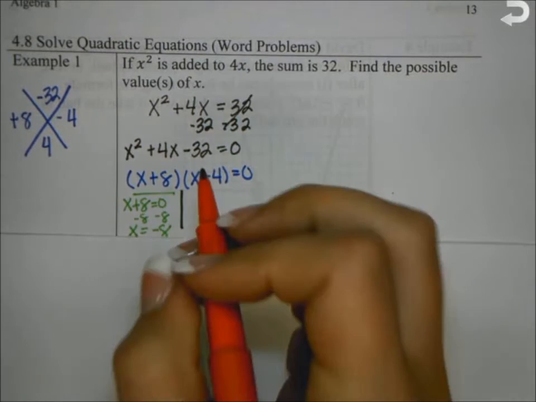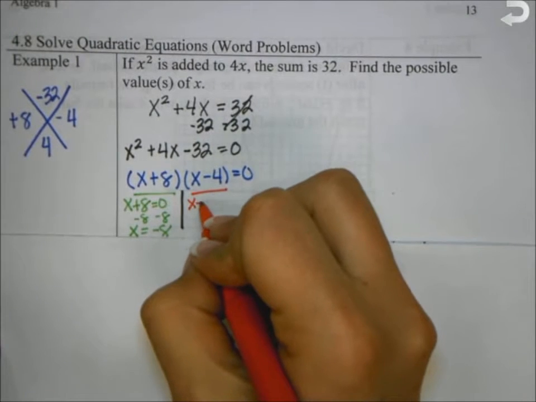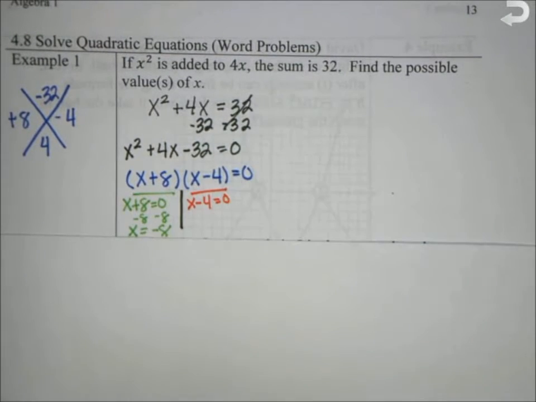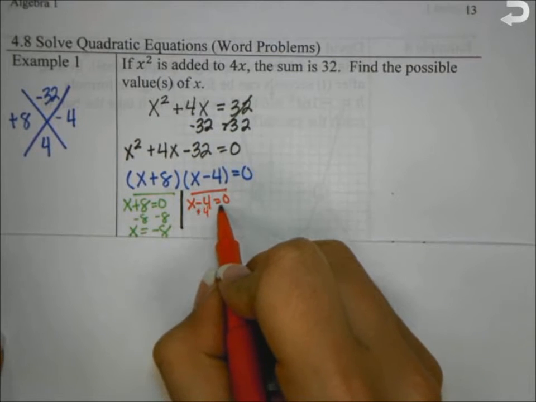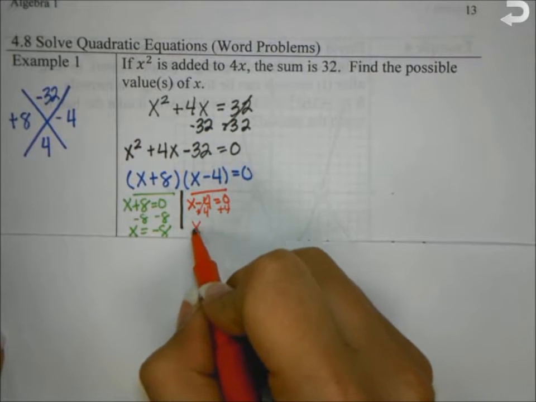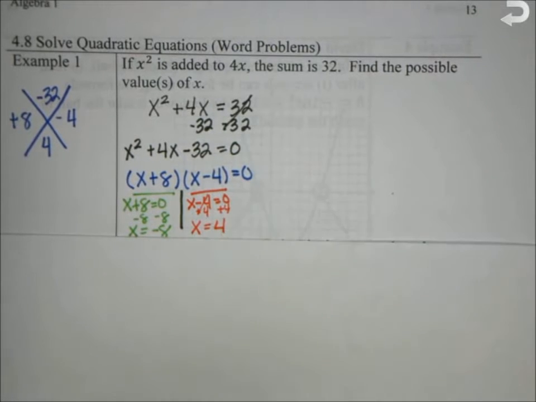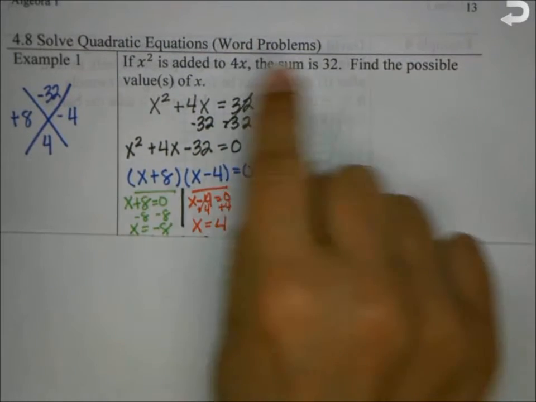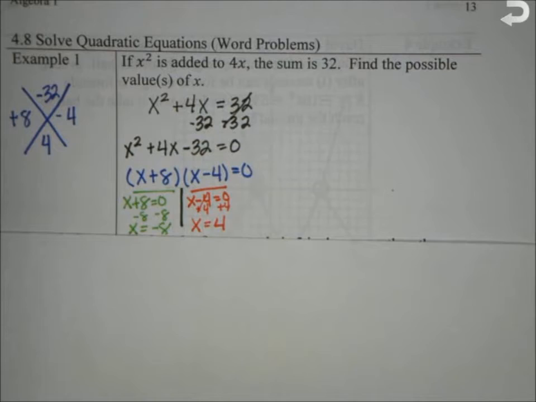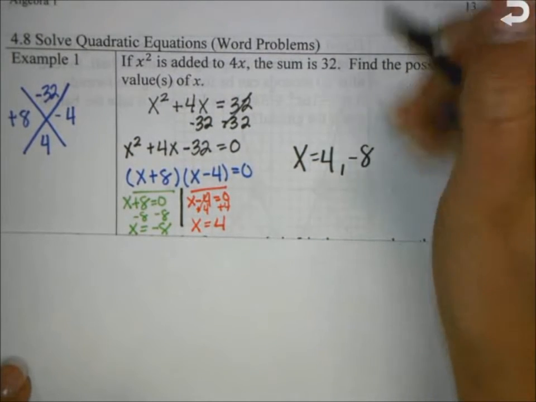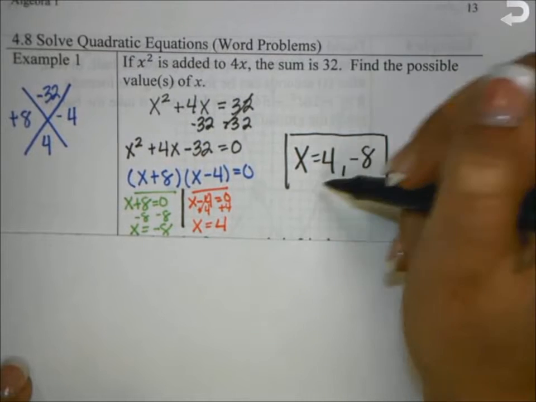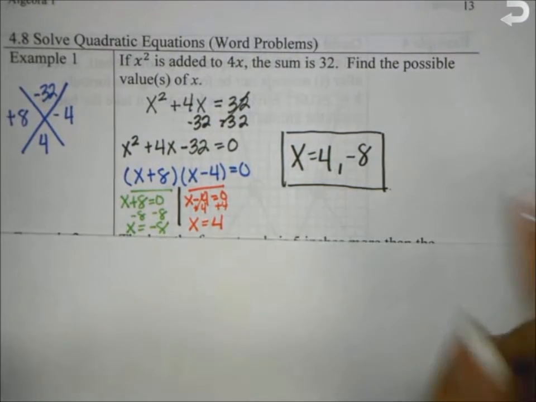Second one, x minus 4 equals 0. What do I do there? Plus 4 and plus 4. So x equals 4. So what are the two possible values of x? x equals 4, negative 8. Good. Does the order that I list these in matter? No, it's just a list.